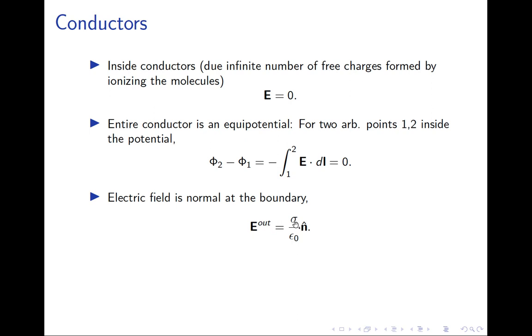Sigma is the symbol for surface charge density, that is the charge per unit area, divided by epsilon naught times the unit vector at the boundary. So E at the boundary of the surface of the conductor is entirely along the normal. How do we establish this equation? This is known as Ampere's law.